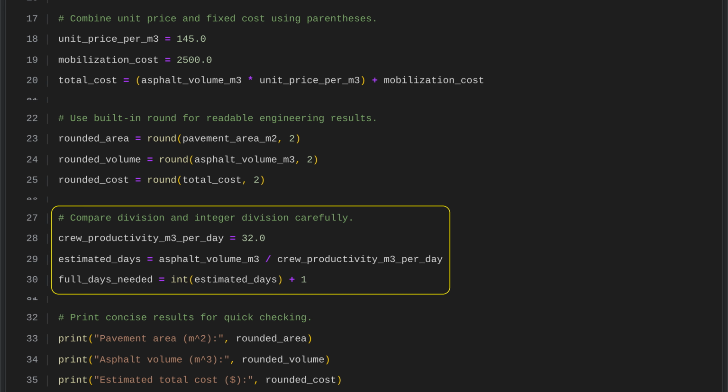The crew can place 32 cubic meters of asphalt per day. To estimate the schedule, divide the total asphalt volume by this daily productivity to get the required time in days. Since any leftover fraction still requires another workday, round down to the nearest whole day and add 1, ensuring enough full days are planned to finish the job.